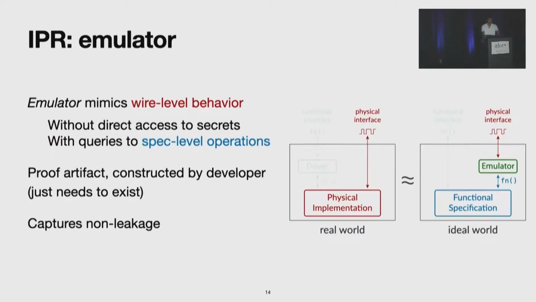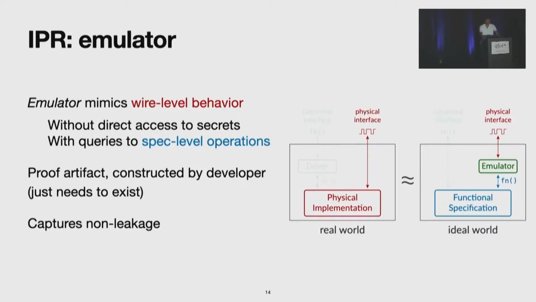Now let's look at the emulator. This one's a little bit less intuitive, but it's really interesting. What the emulator is supposed to do is it mimics wire level behavior. It aims to perfectly match at a cycle accurate level the behavior of the implementation. But the emulator has to do so without direct access to the secrets that are in the real circuit. But what the emulator does have access to is the spec. It can make queries to these spec level functions.